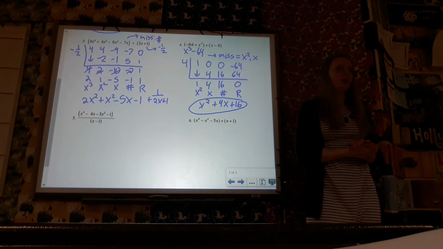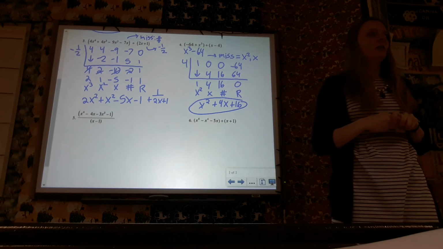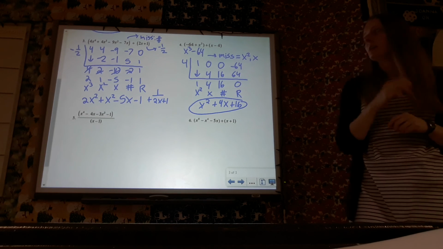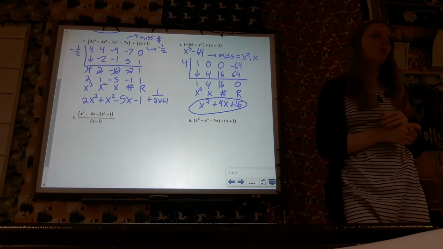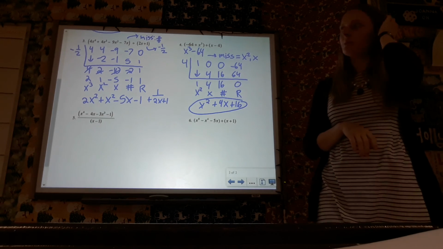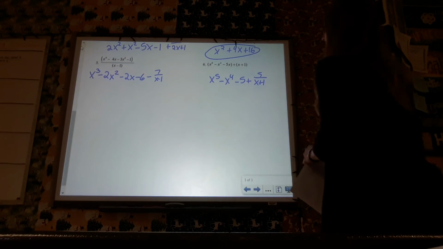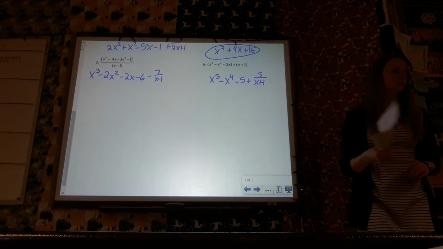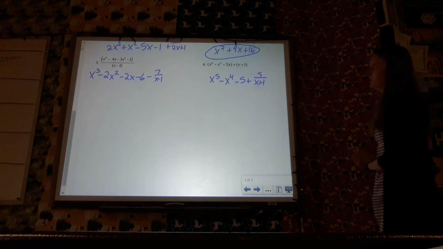Okay? Any questions about the process so far? Alright, then I want you guys to try number 5 and number 6 on your own, and then in a few minutes I'll put the quotient on the board and you can check what you got. Alright, so these are the 2 answers that you guys should get for example 5 and 6.